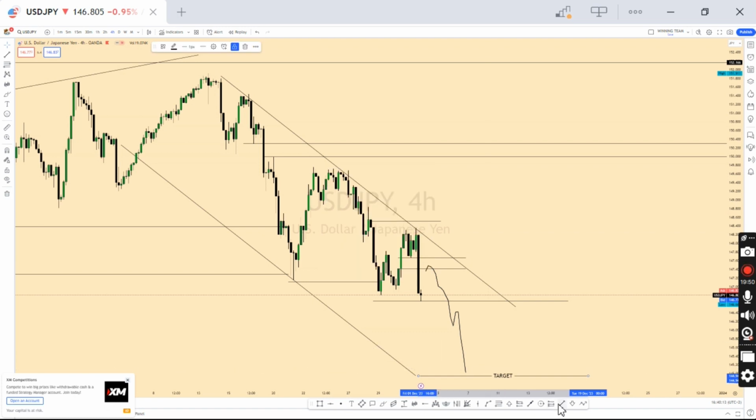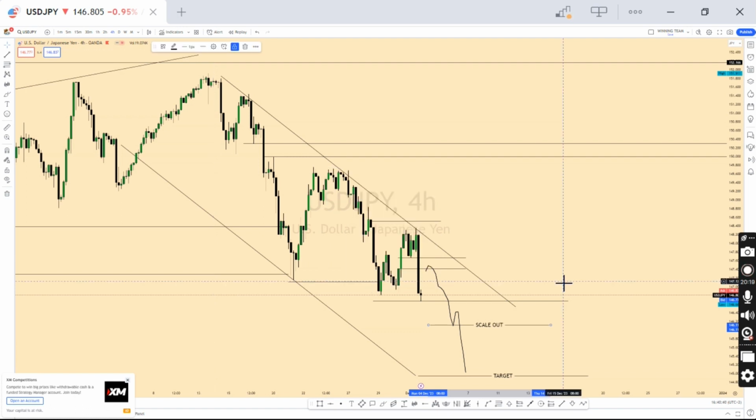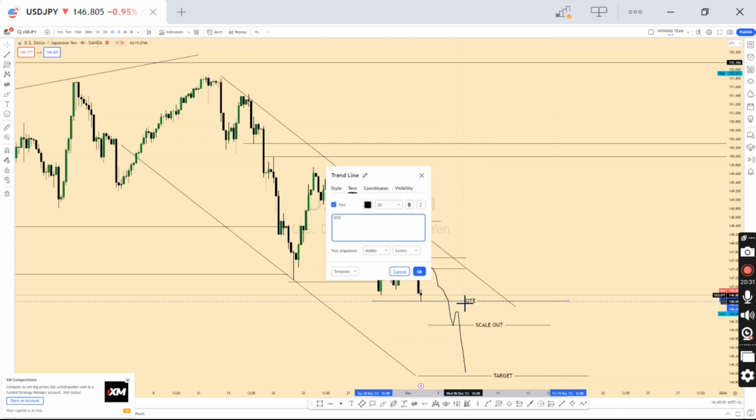And then you may be asking yourself, where can I take a scale out? I can start scaling out or taking partial profit right at this area here. That's the area where I might take partial profit. That's why we'll scale out and scale in again. So I will take some profit here when the market consolidates, and then I will go for the OTE here. Okay, I might have an OTE there.